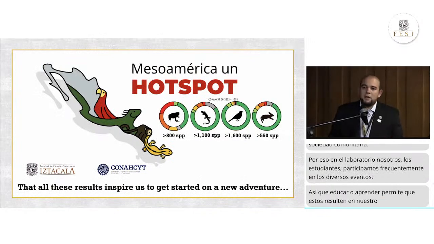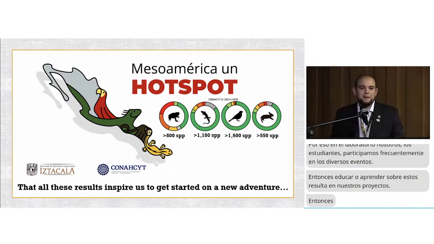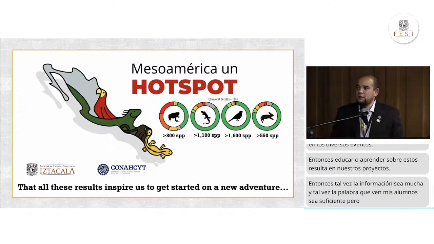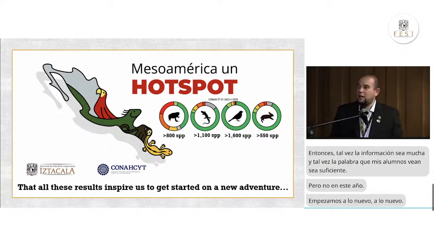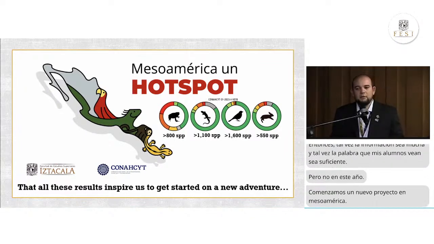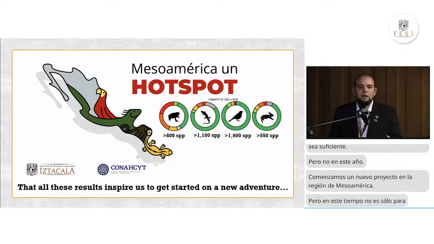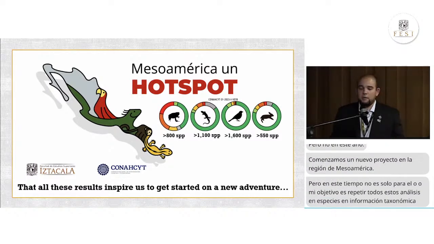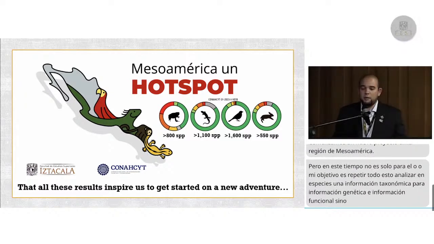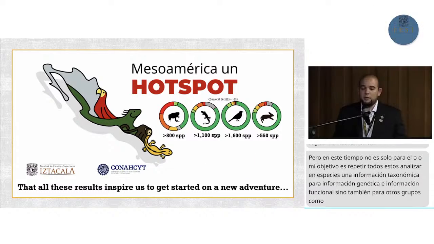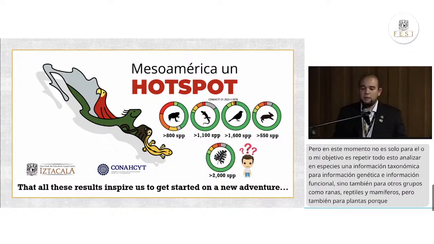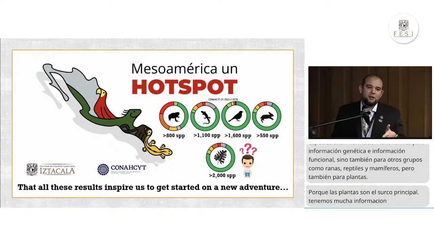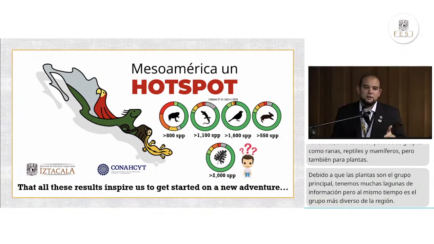So maybe the information is a lot, and maybe my students think that is enough, but no. This year, we started a new project in the Mesoamerica region, but this time it's not only for birds. Our main goal is to repeat all these analyses for species, taxonomic information, phylogenetic information, and functional information, but also for other groups such as frogs, reptiles, and mammals, but also for plants, because plants is the main group we have a lot of information on, and at the same time is the most diverse group in the region, with more than 2,000 species reported in Mesoamerica.